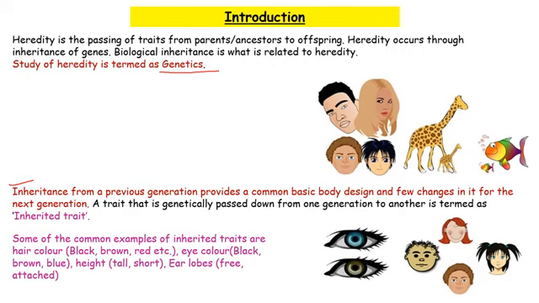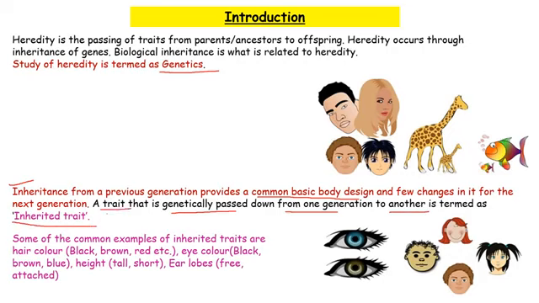The inheritance from a previous generation provides a common basic body structure, because you have inherited the genes from your parents. Those genes have the coding for a human body, just like software which has all the coding embedded in it, right? So genes are just like software which has codes, and these codes determine your body structure. The basic common body design is the same, but there are a few changes in it for the next generation. These changes are genetically passed down from one generation to another, and this is termed as inherited traits.